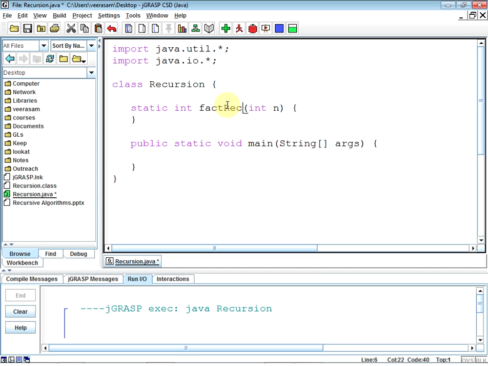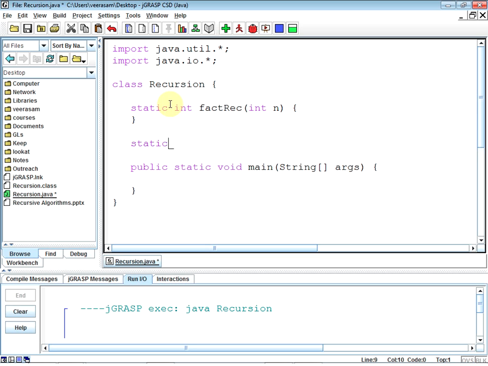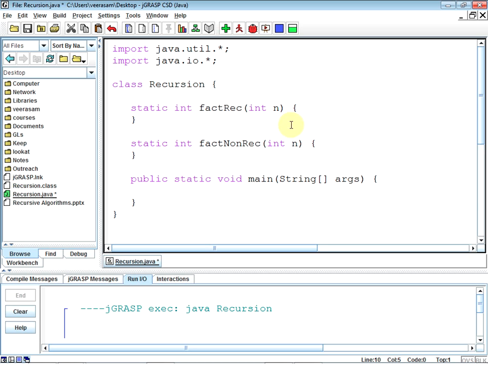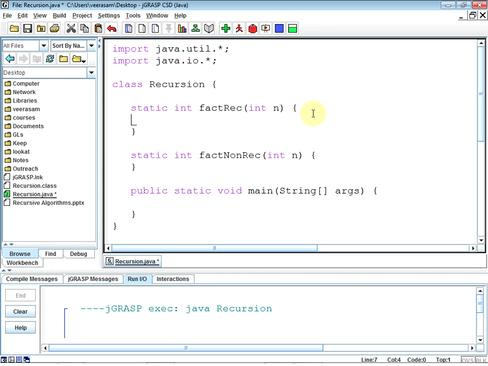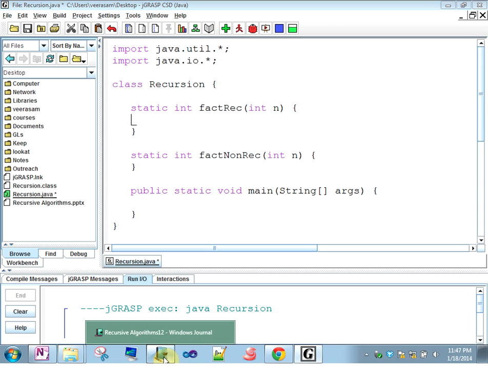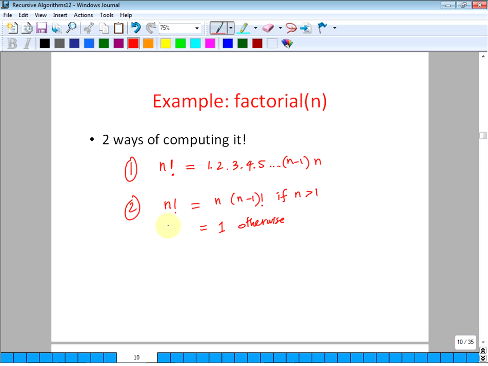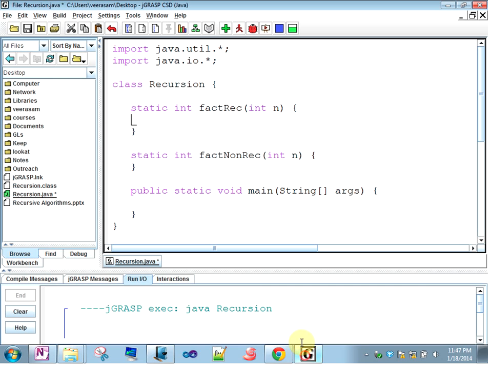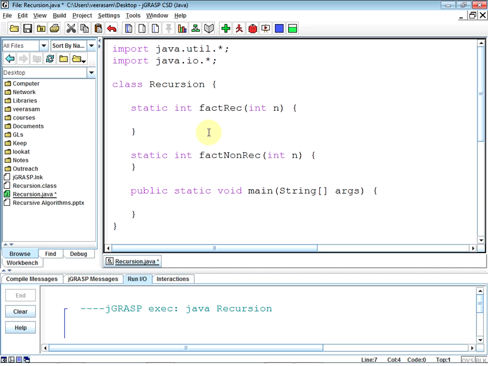There are going to be two factorials, recursive and non-recursive, right? Factorial non-recursive. So you're going to implement both of those here. How are you going to implement factorial using recursion? Very simple. We wrote this equation, you just implement it exactly the same way. If n is greater than or equal to 1, do this, otherwise return 1. Just implement it exactly like that.